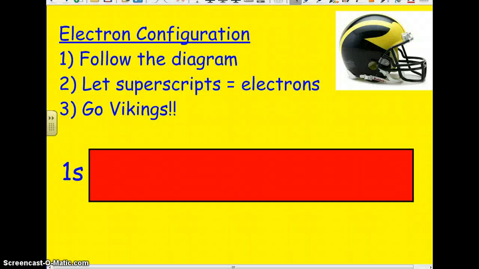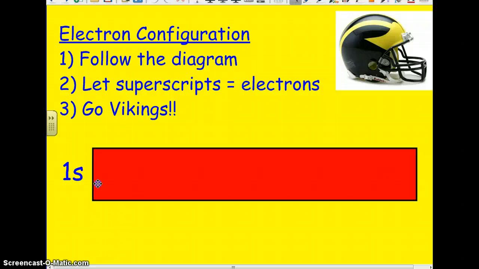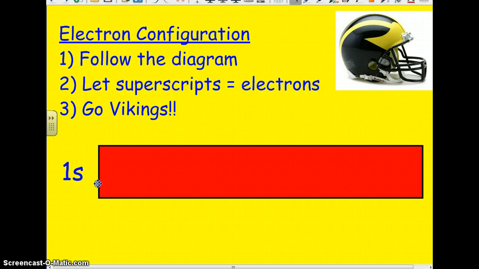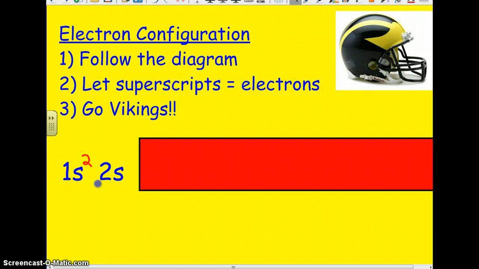So if we look at a quick example, let's say we were going to check out nitrogen. Nitrogen has 7 electrons. So the first thing I have is 1s. S can hold up to 2 electrons, so I'll fill it. I need to keep going until I get to 7. Following the arrows, the next thing I hit is 2s. It can hold up to 2. Now I have 4 shown. I need to go until I get to 7.